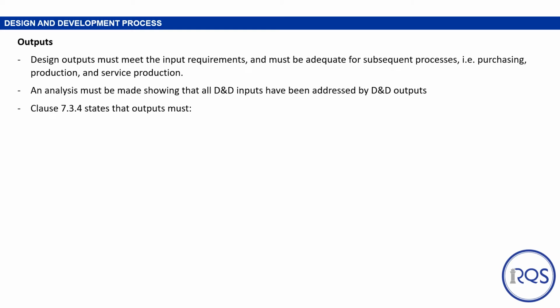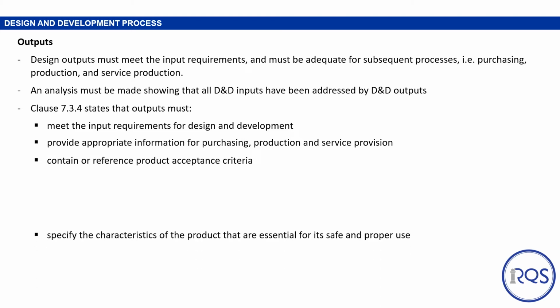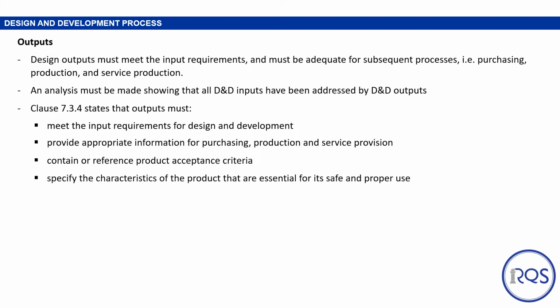The next phase is documenting design outputs. Design outputs must meet the input requirements and must be adequate for subsequent processes. An analysis must be made showing that all inputs have been addressed by outputs. Per Clause 7.3.4, outputs must meet the input requirements, provide appropriate information for purchasing, production, and service provision, contain or reference product acceptance criteria, and specify the characteristics of the product that are essential for its safe and proper use. This is a part of the Do stage of the PDCA cycle.